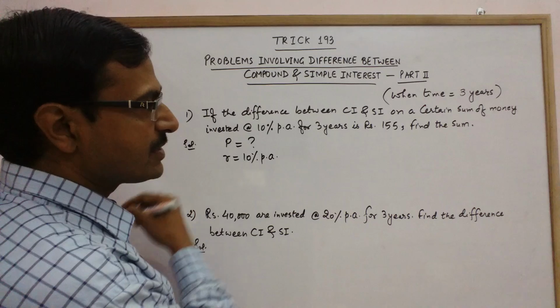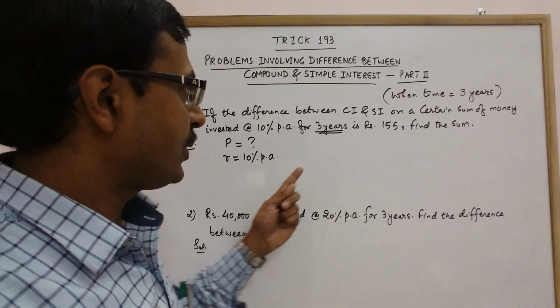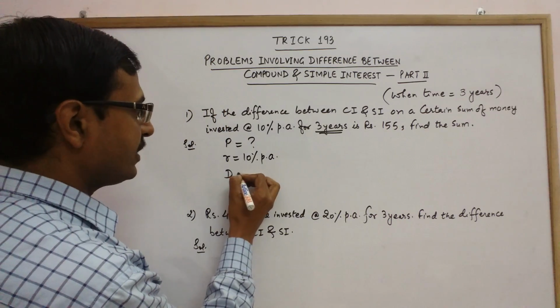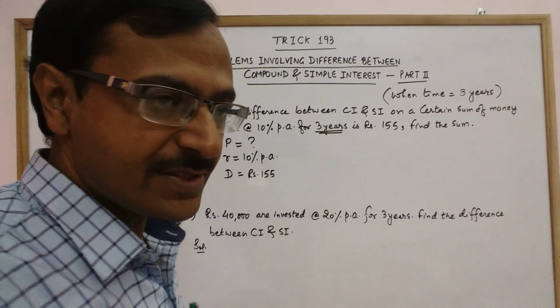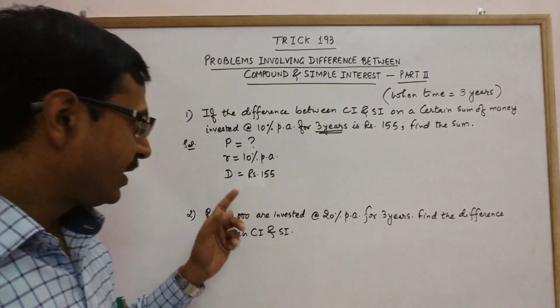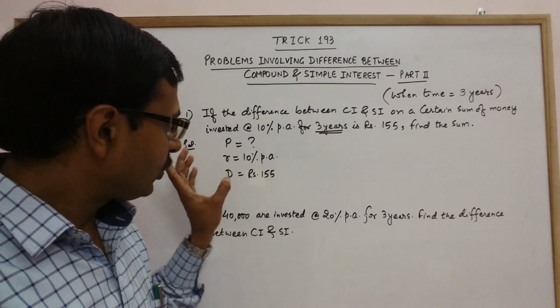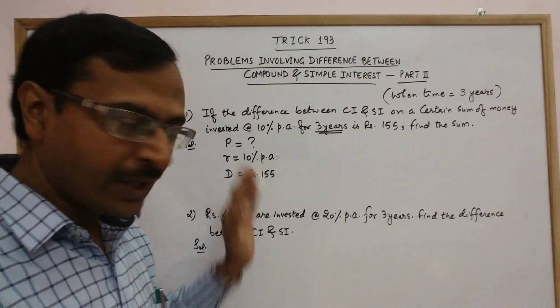And obviously the time is 3 years. So 3 years, the problem which we are doing is for 3 years only. And this is the difference between the CI and SI. So I am representing this difference between CI and SI as capital D. So we have two variables which are already given and we need to find P.